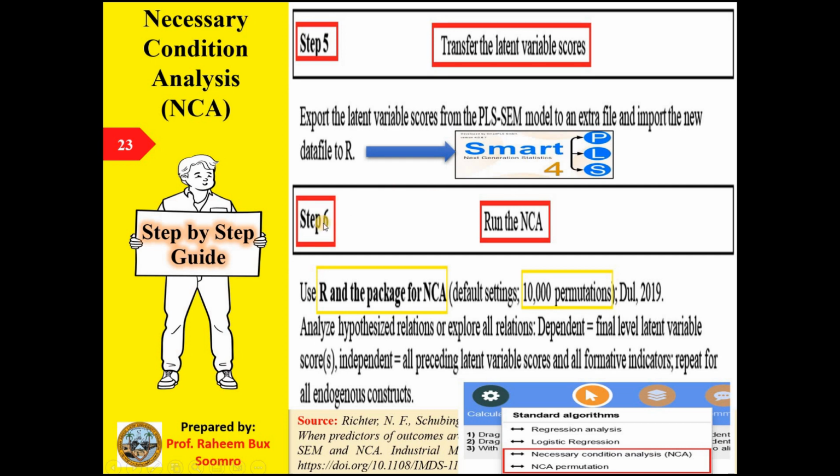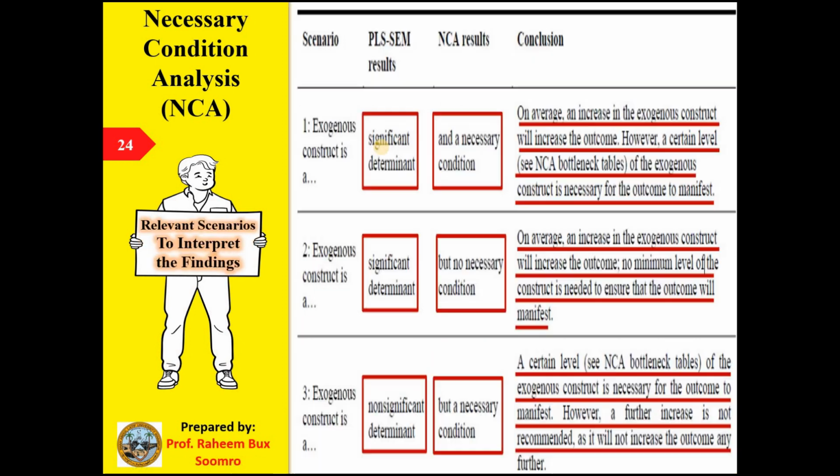In step number 6, we have to run NCA. In order to run the NCA, in R we use the package NCA. So here we have to write down the SmartPLS NCA, where the default setting is 1000 permutations, and then you can analyze the hypothesis relationship between the dependent and all other independent variables. So here there are three scenarios: the PLS-SEM results, the NCA results, and the conclusion.